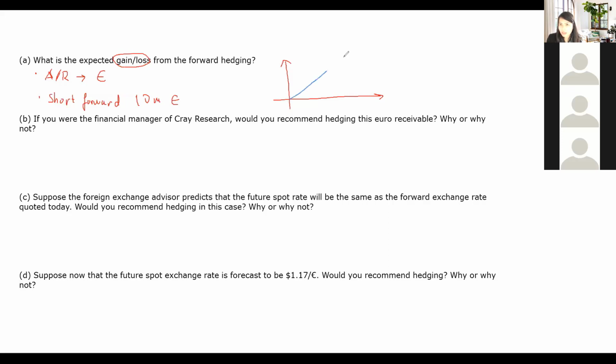So here, if I have an account receivable, this is the euro, this is the future exchange rate, dollar over euro. With my account receivable, because it's denominated in the euro, its value in USD will increase when the euro appreciates. Okay, so we have an upward sloping line. In contrast, I enter into a short forward position. So here is my forward.